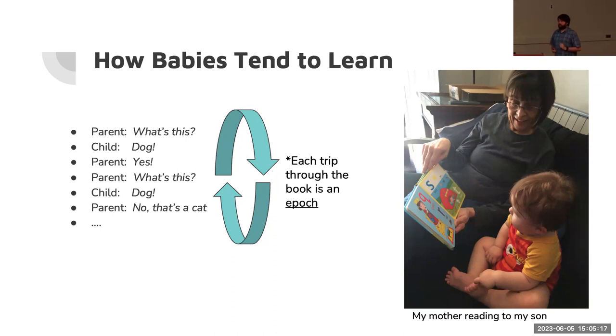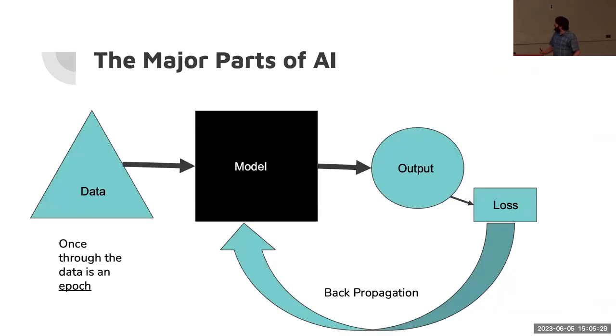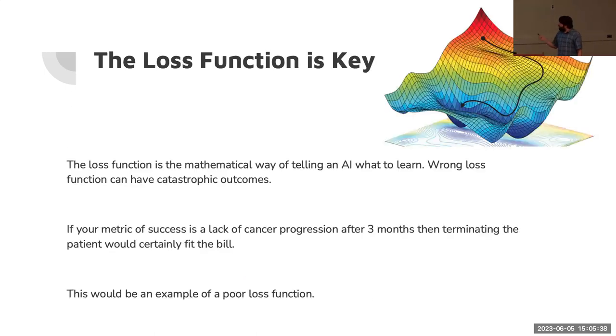And the output is dog. Yeah, in this case, the output would be dog or cat. Or I'm bored, I'm going to go take a nap. For regression, it might just be a number, you know, 3.8, and that's your output. But in either case, we compute the loss.